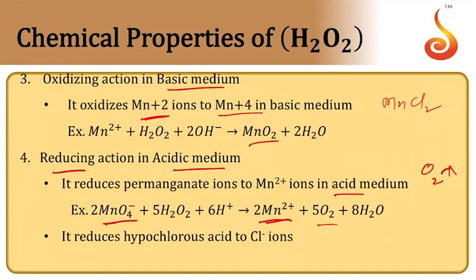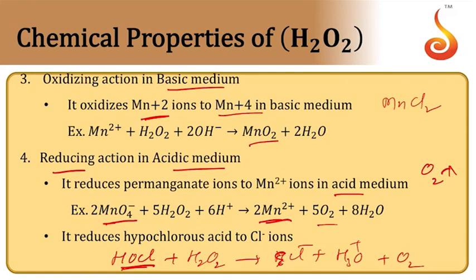It also reduces hypochlorous acid to Cl minus ions. When you take HOCl plus H2O2, we are going to get HCl plus H3O plus, and oxygen gas. So you can write Cl minus, H3O plus, or else HCl plus oxygen gas. So it is reducing hypochlorous acid to Cl minus ions.